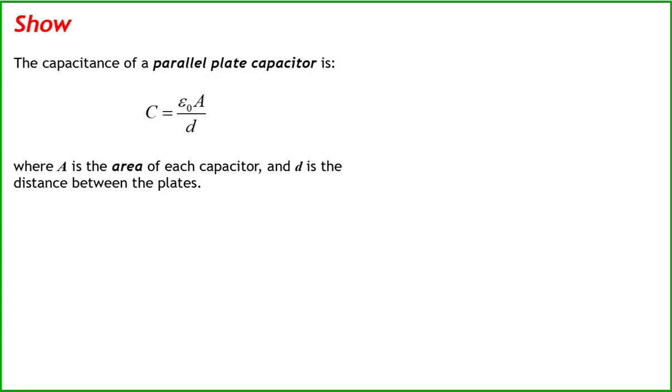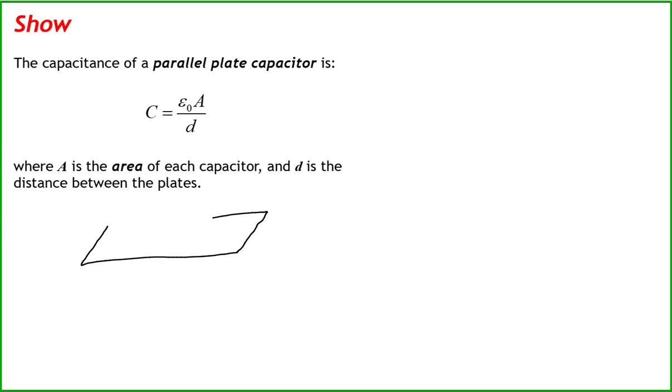Let's show that the capacitance of a parallel plate capacitor is given by the product of the permittivity of free space and the area of a capacitor plate divided by the separation distance between the plates. Well, let's go ahead and first illustrate what this setup looks like.